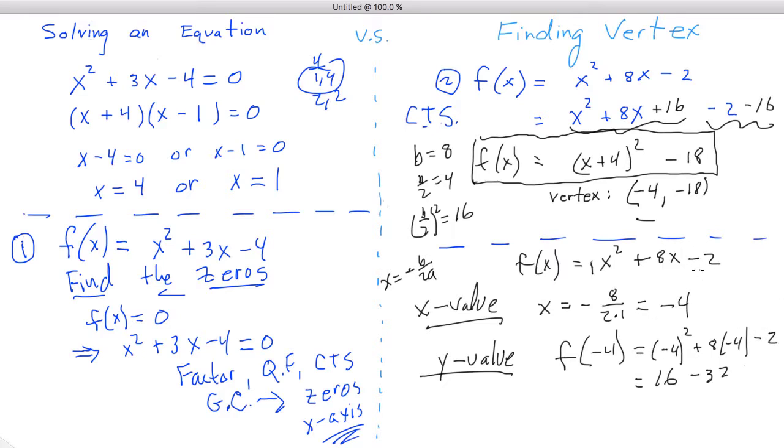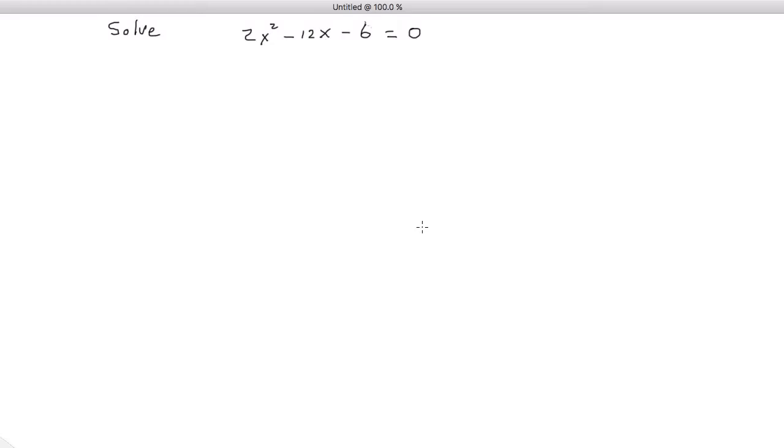Yeah, this is a minus right here. Okay, -32 minus 2. I knew something was wrong because I just did that in my head and I was getting the wrong answer. Okay, so 16 minus 32 is -16. -16 minus 2 is -18. And again, we have the vertex now, which comes from the -4, which is right there, and the -18, which is right there. All right.